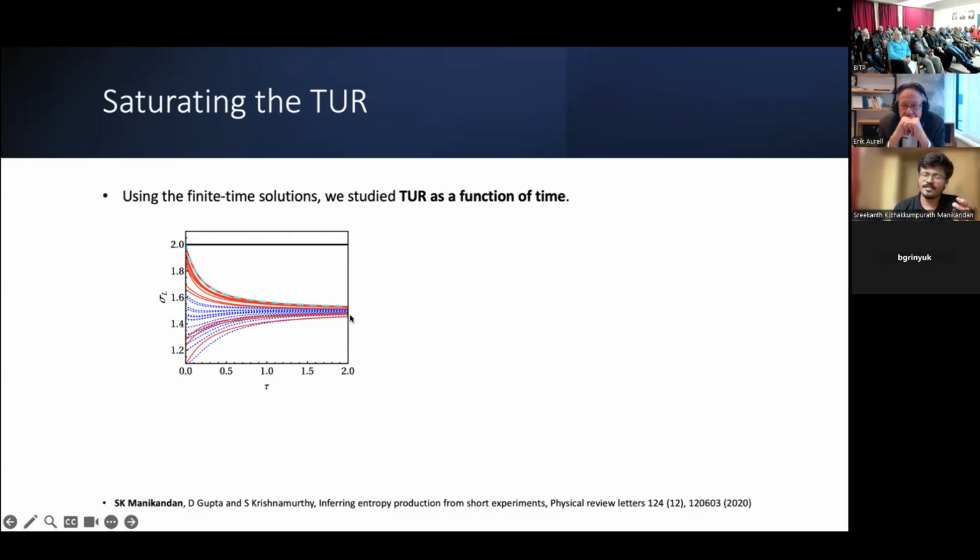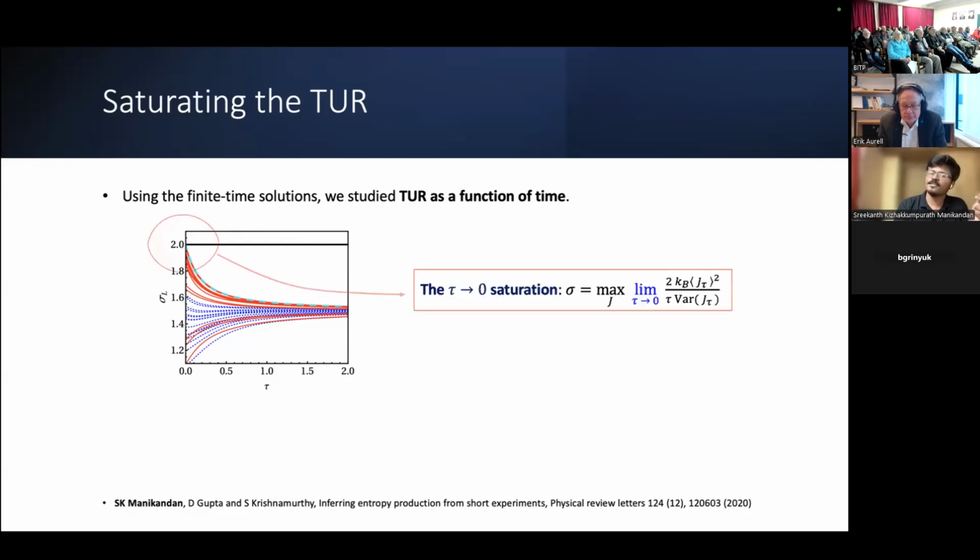As you see here, if you were working at a large time or a finite time, typically the value that is estimated is much below the true value. So the true value is 2, and all of these currents are estimating something around 1.5. But then we studied this as a function of time. And if you go shorter and shorter in time, you see that there is a lot of variability, but there is in particular one current which is saturating the bound. That is, the thermodynamic uncertainty relation saturates in the short time limit. So if you measure shorter and shorter currents in your system, then it is bound to saturate the thermodynamic uncertainty relation for a broad range of problems.